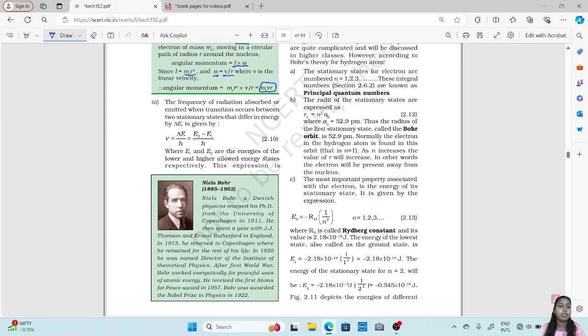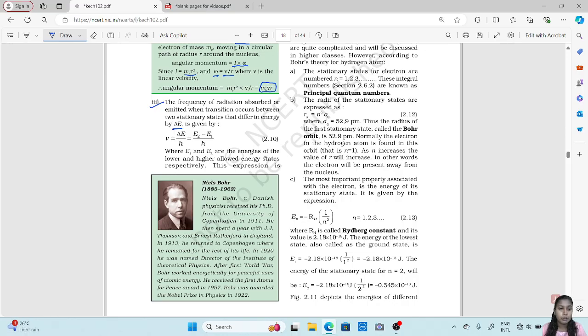Now, the third point is: the frequency of radiation absorbed or emitted when transition occurs between two stationary states that differ in energy by delta E. Whenever the electron absorbs or emits energy, whenever it takes in or gives out energy, there is a transition. It moves from a lower energy level to a higher energy level, or vice versa. In both cases there is a difference in energy, and that difference in energy is given by delta E.